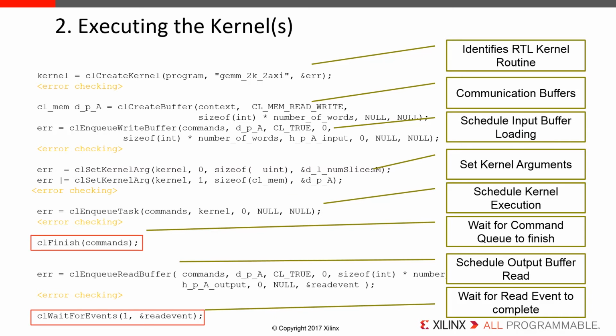Finally, note synchronization is used here. CL finish and CL wait for events are used first to wait for the completion of the kernel so that we can start reading back data, and second, to wait on the completion of the readback. Another synchronization could have been used, for example, to associate an event to CL Enqueue task upon which CL Enqueue read buffer would be dependent as an input.